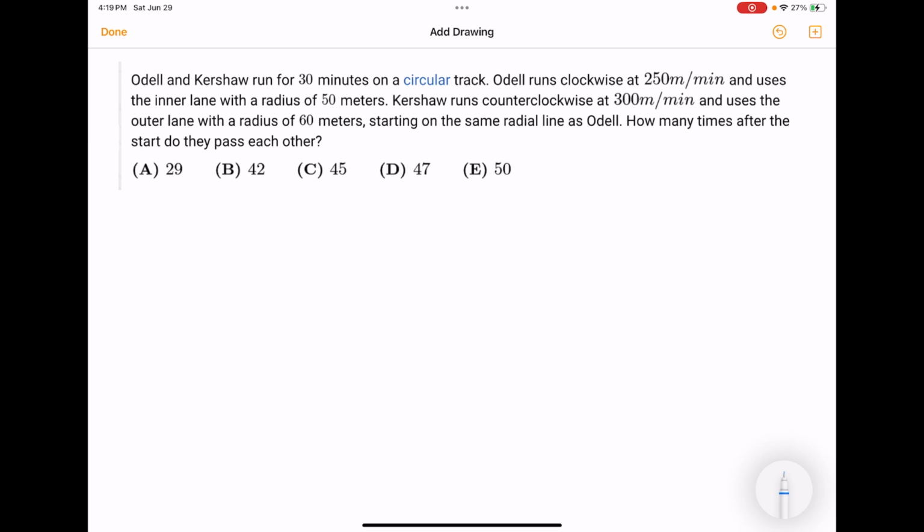The problem states: Odell and Kershaw run for 30 minutes on a circular track. Odell runs clockwise at 250 meters per minute and uses the inner lane with a radius of 50. Kershaw runs counterclockwise at 300 meters per minute and uses the outer lane with a radius of 60 meters, starting on the same radial line as Odell. How many times after the start do they pass each other?